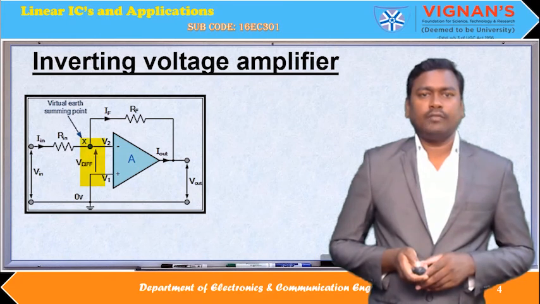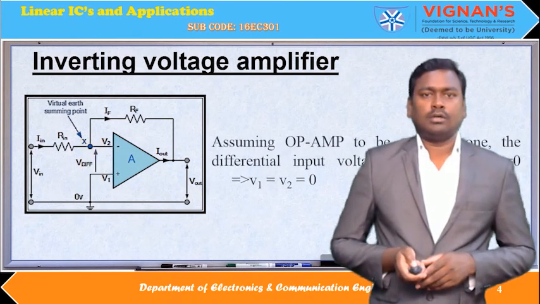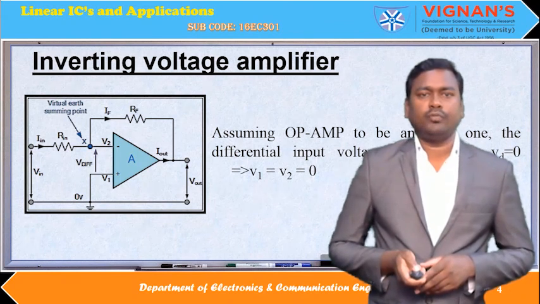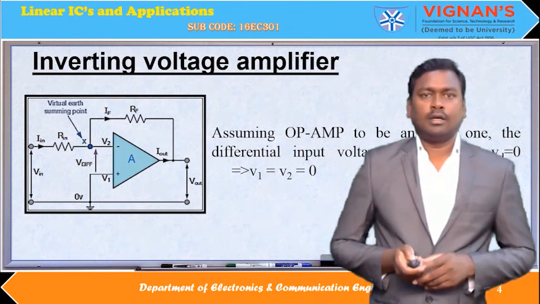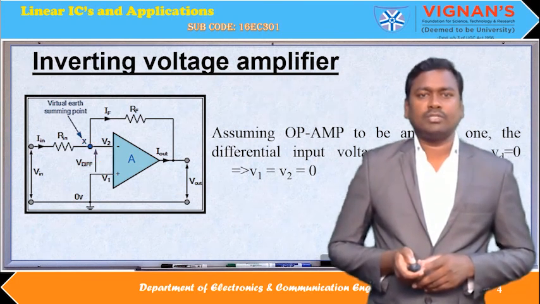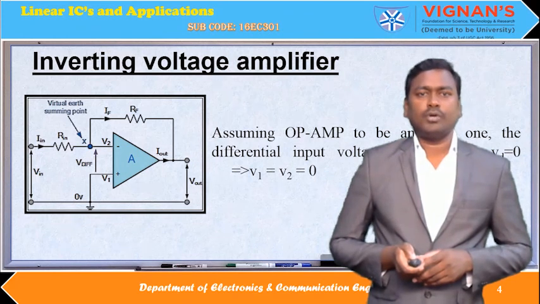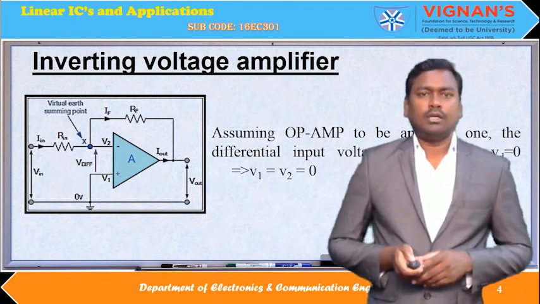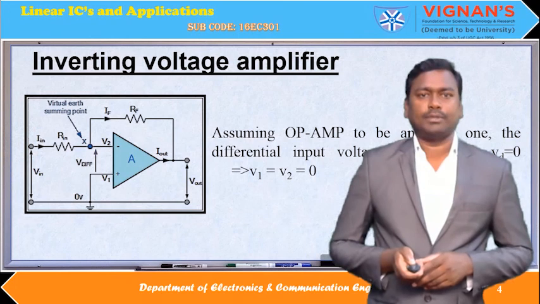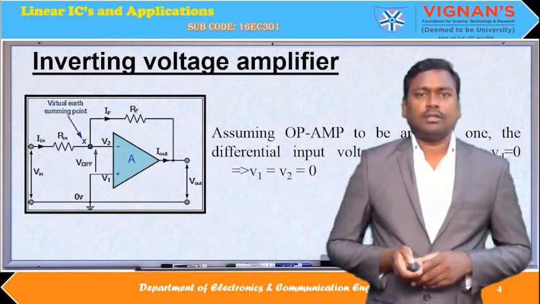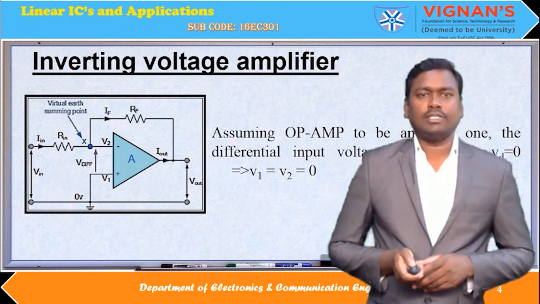For ideal op-amp, differential input voltage is 0. So, therefore, V1 equal to V2 equal to 0. Here, the node V2 is said as virtual ground. What do you mean by virtual ground? The node V2 is not physically connected to the ground, but it maintains ground potential due to the differential input voltage is 0 of ideal op-amp. So that's why that V2 node is said as virtual ground.